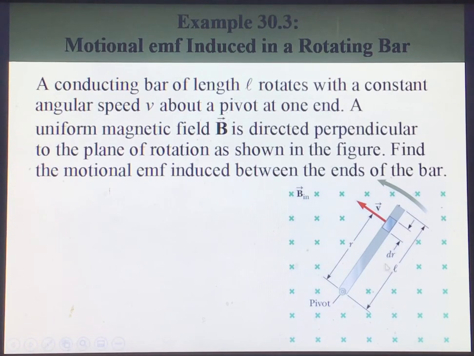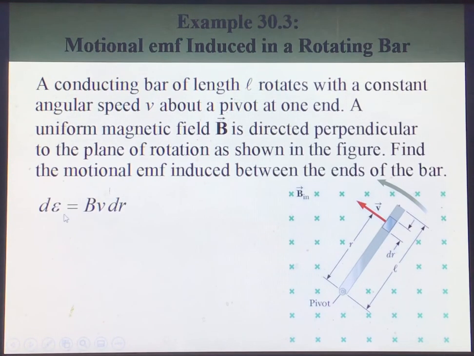So this is the setup of my system here. This is my pivot point. You have a magnetic field that is going into the paper. The length of the rod is L, and what I want to calculate is the motional EMF induced between the ends of the bar.